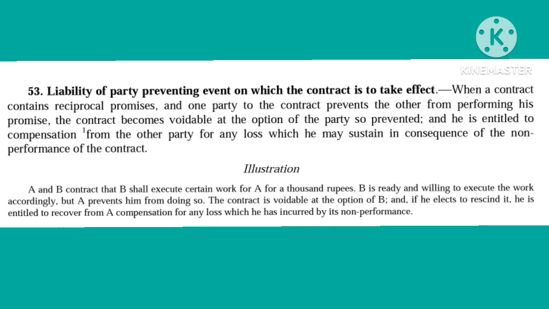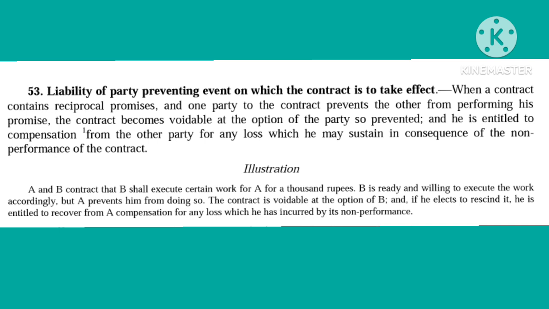Next, section 53 of the Contract Act. Section 53 also talks about voidable contracts. It goes like this: when a contract contains reciprocal promises and one party to the contract prevents the other party from performing his promise, the contract becomes voidable at the option of the party so prevented, and he is entitled to compensation from the other party for any loss which he may sustain in consequence of the non-performance of the contract. So, basically, section 53 talks about non-performance of the contract.